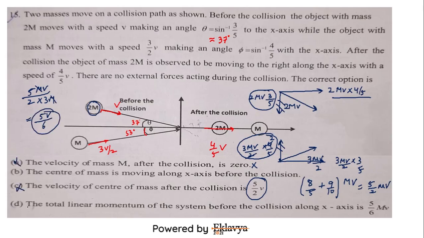A was incorrect. Now option D. Total linear momentum of the system before the collision is 5 by 6 mv. You have already figured out what was the total linear momentum. Again, it is different than this value. So this is incorrect. So yes, only option B is the correct one.